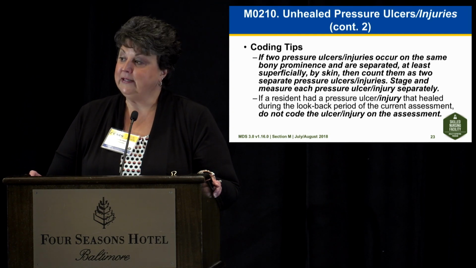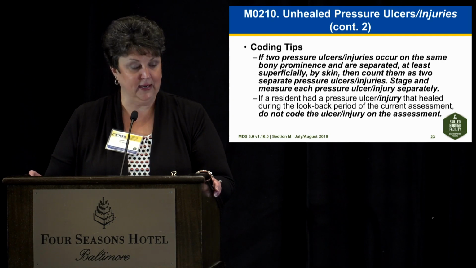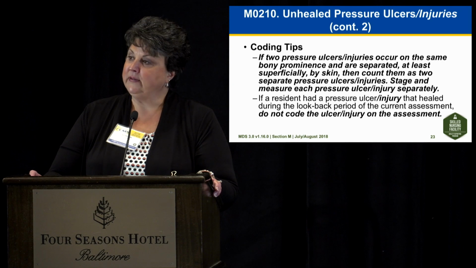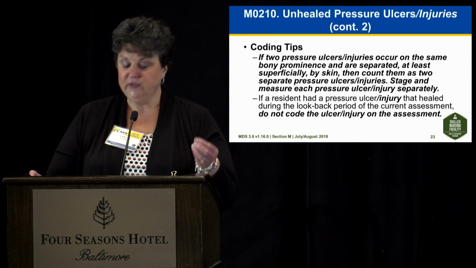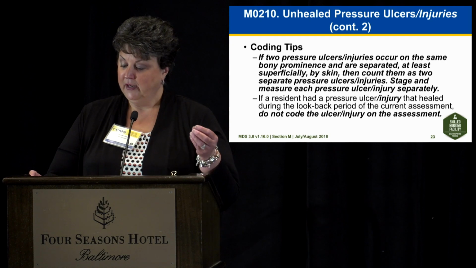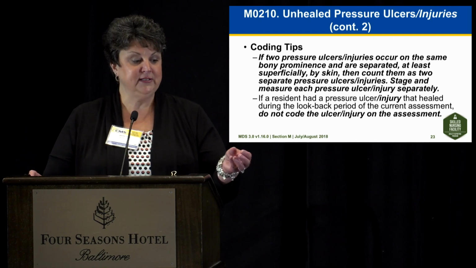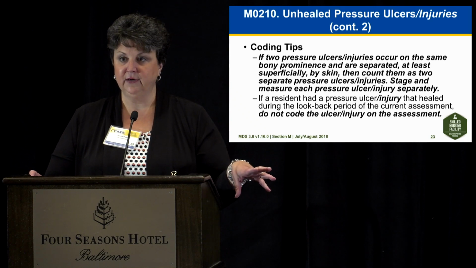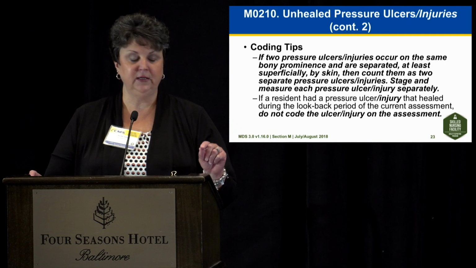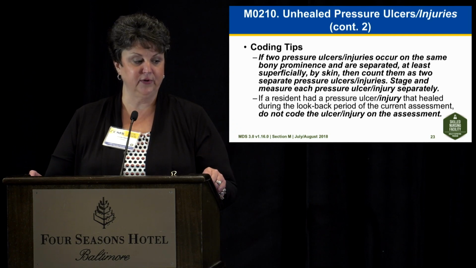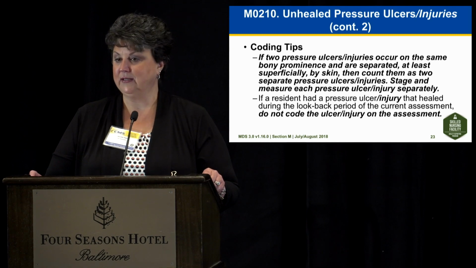But that tip has been updated, and I think this is a pretty significant change in the guidance. That second part of the tip that stated, and there was no documented pressure ulcer on the prior assessment, code 0, was removed. So now the tip is exactly what you see here on the slide. If a resident had a pressure ulcer injury that healed during the look-back period of the current assessment, do not code the ulcer injury on the assessment.